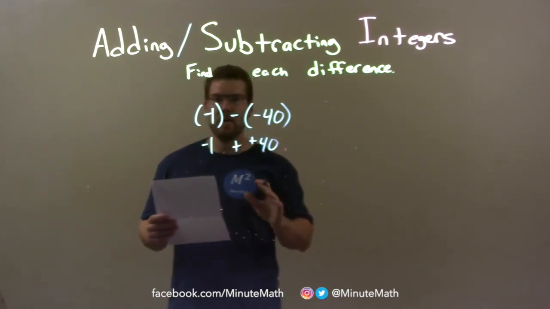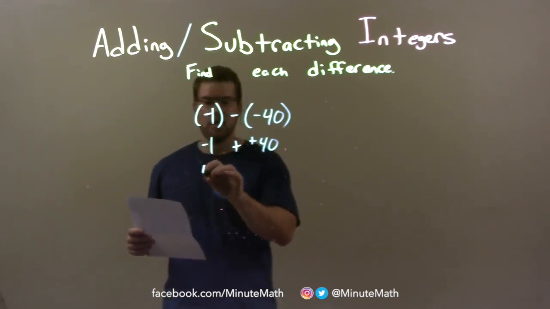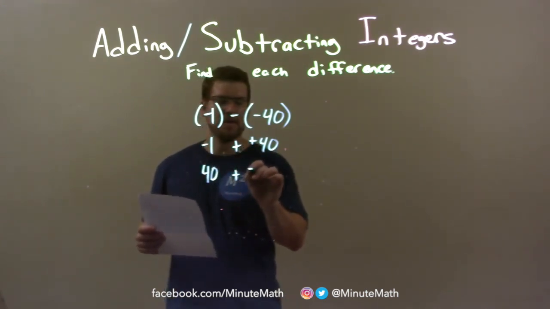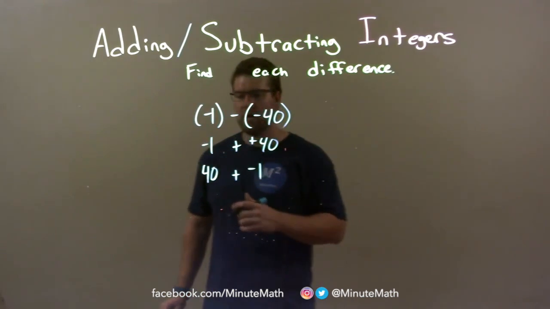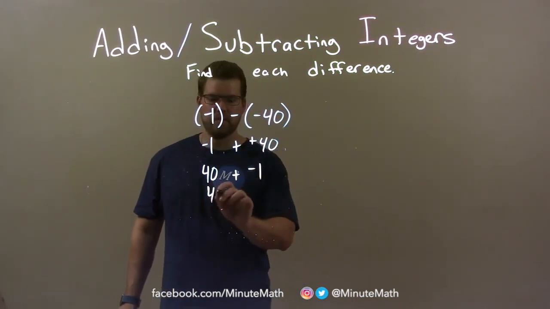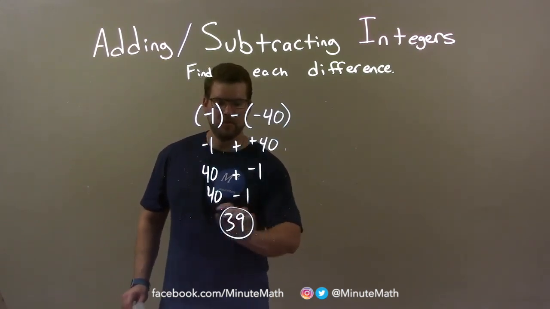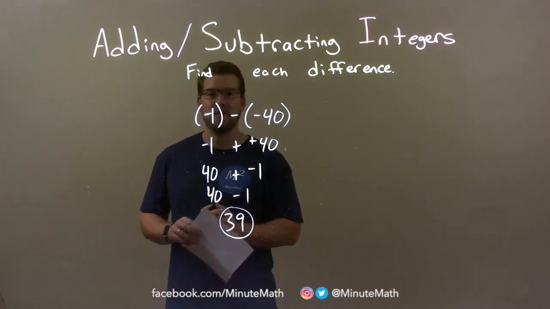Okay. Well, I can also rearrange this because it's addition, to have 40 come first. So we have positive 40 plus a negative 1. Okay. Well, 40 plus a negative 1 is the same thing as 40 minus 1, right? And 40 minus 1 is 39. And so there we have our answer, 39.